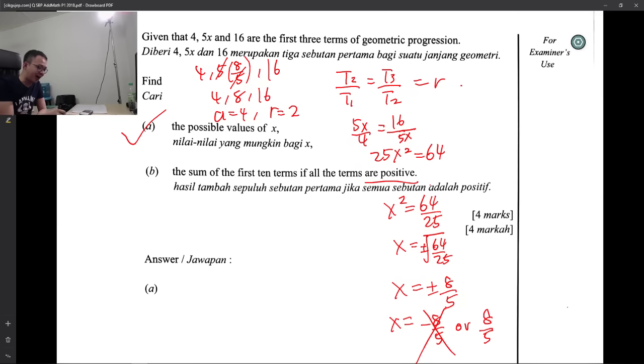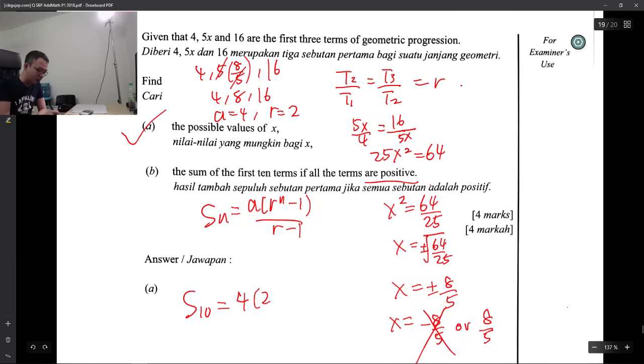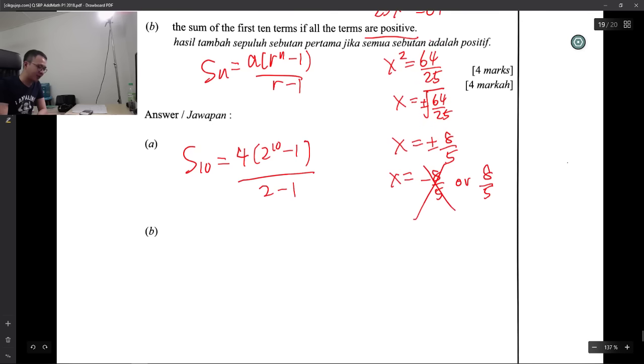So since r is bigger than 1, my formula for Sn in this topic will be a(r^n minus 1) over r minus 1. So therefore, in order to do S10, the sum of the first 10 terms, a is 4, 2 to the power of 10 minus 1 over 2 minus 1. Then you tap into the calculator, you should be able to get the correct answer easily. So you should get 4092.